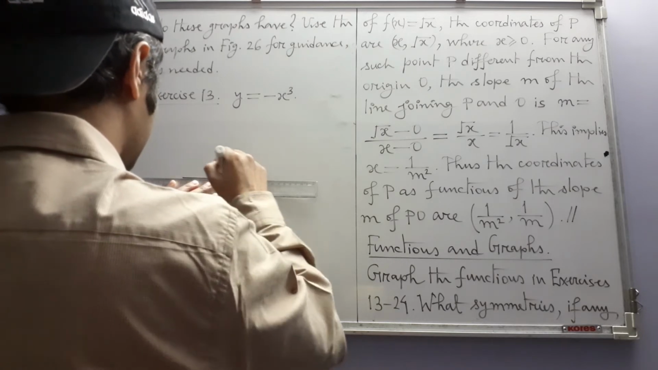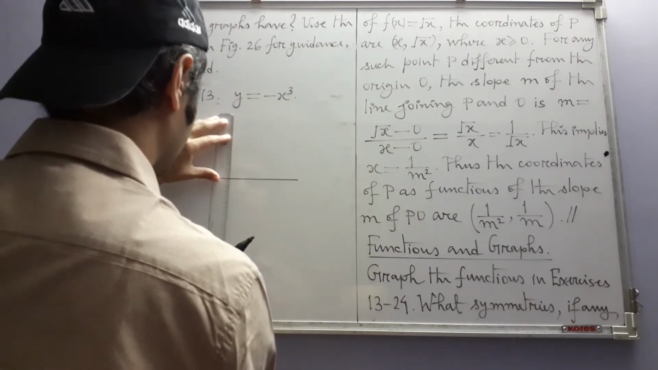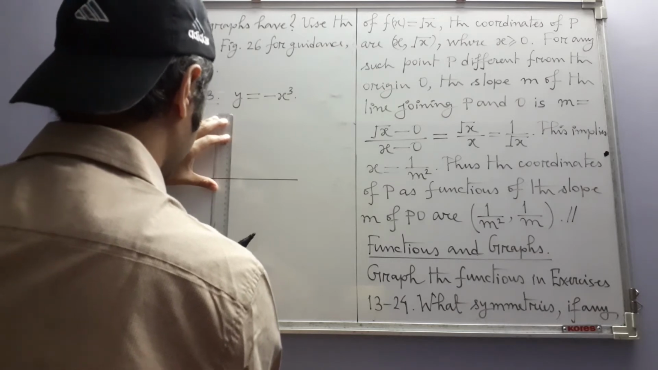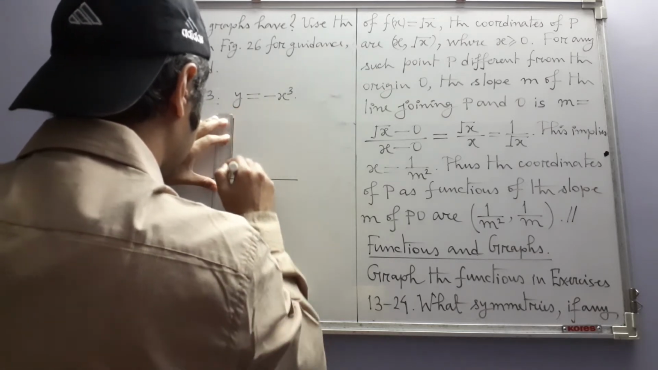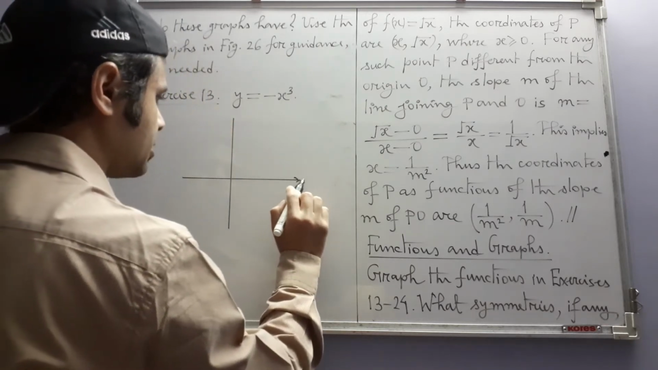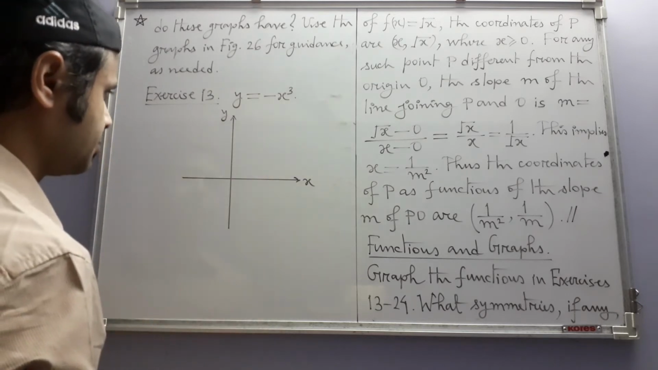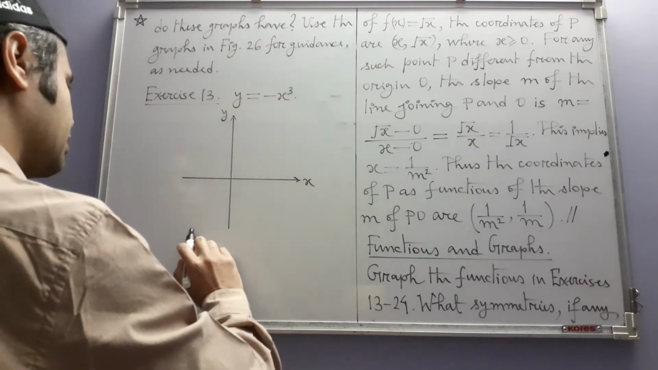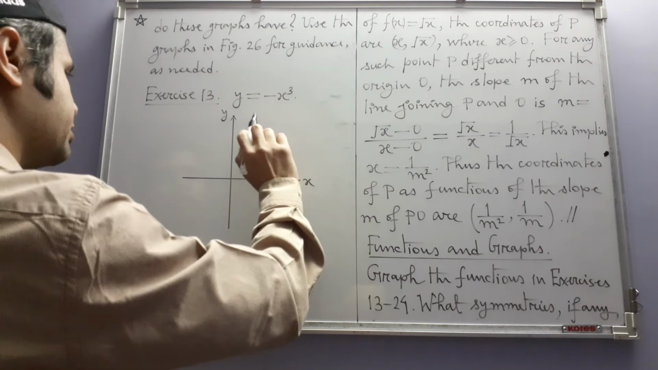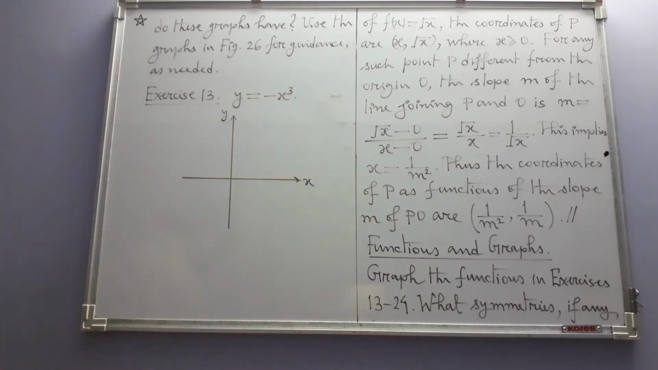Because these are just rough shapes of the graphs and not the actual graphs, I am not going to write a solution. This is the x-axis, this is the y-axis. Originally our x cube graph goes like this, so it will be the opposite. It will be like this.